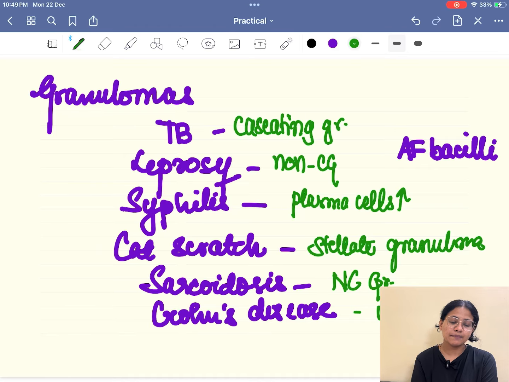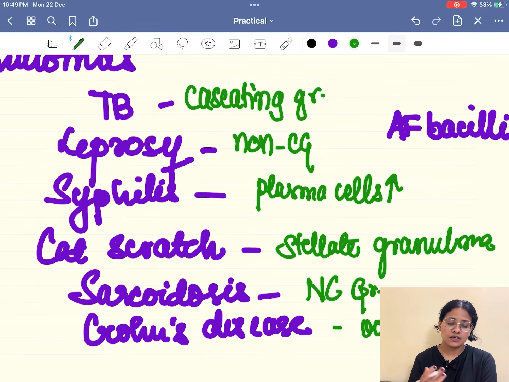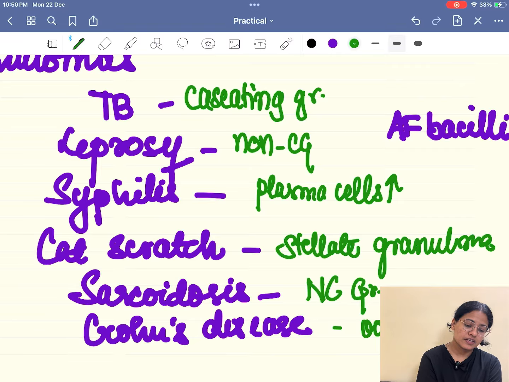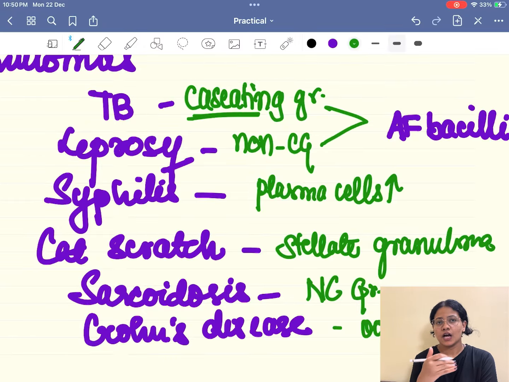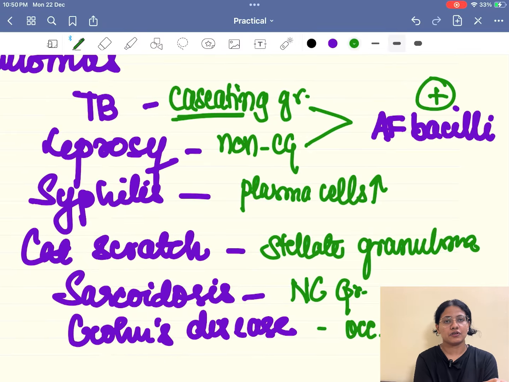So the first example is TB, which is caseating granulomas, it's very famous, and then leprosy. Okay, that is a non-caseating granuloma. But how do you differentiate between a granuloma of TB and leprosy? Both of them will have acid fast bacilli. One will be positive in one concentration of H2SO4, but a lesser concentration is required for the leprae bacilli.